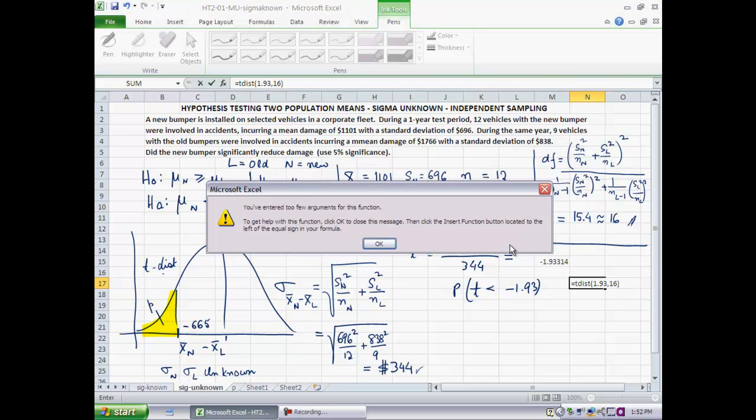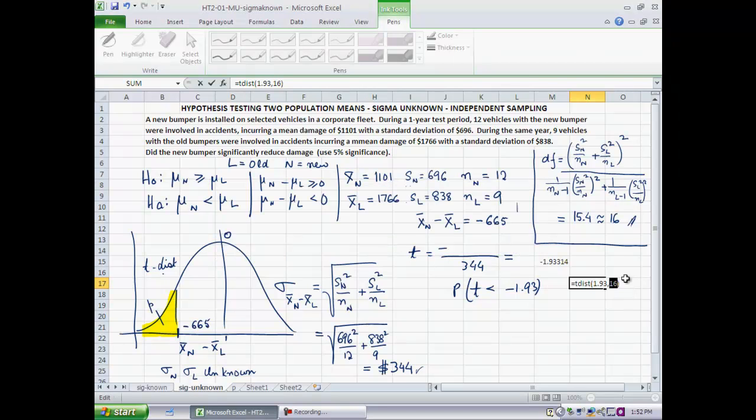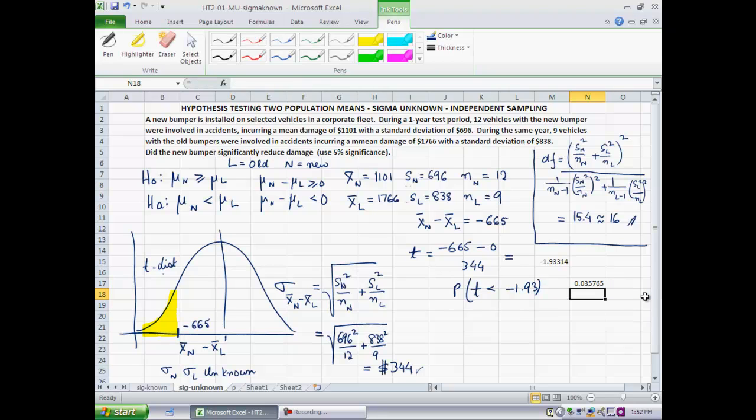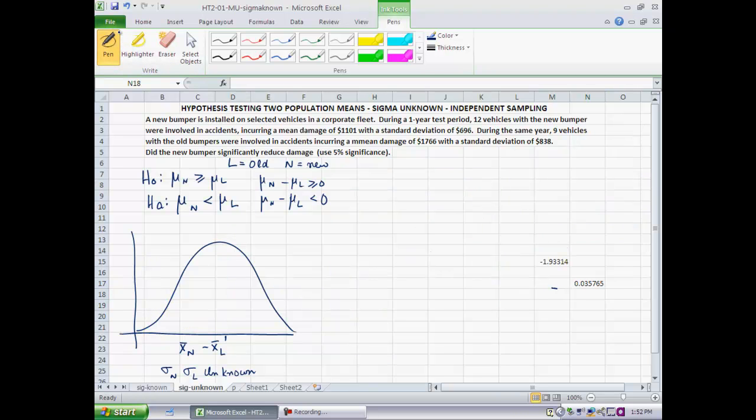Okay, so I entered too few arguments. Of course, I want one tail. I want the area just on the right hand side. So I end up with 0.035. So numerically, this is 3.5%.